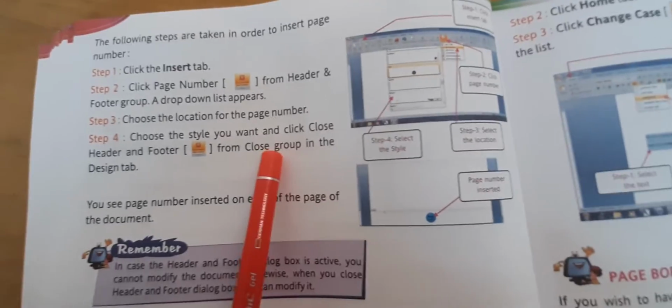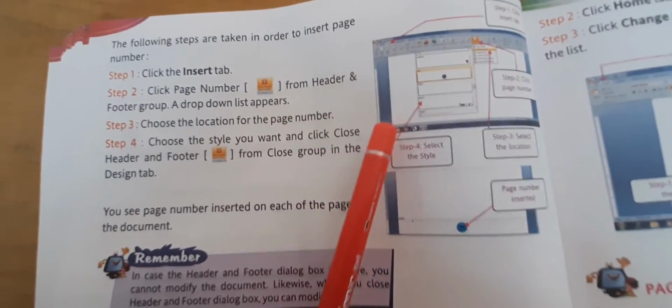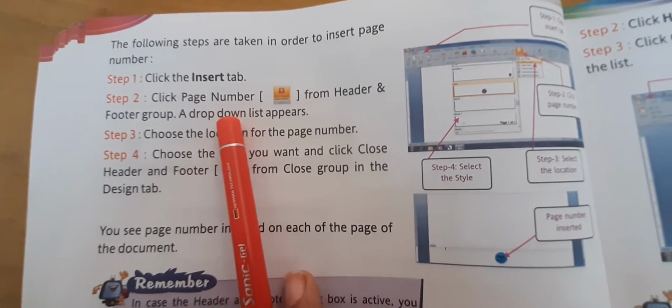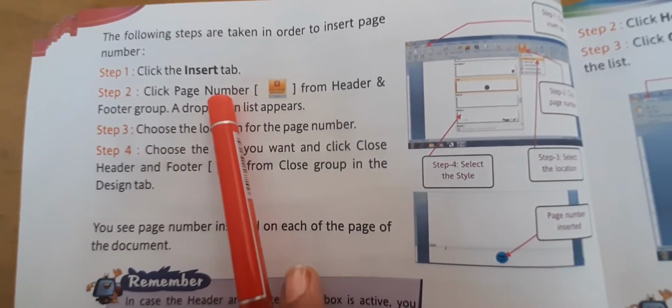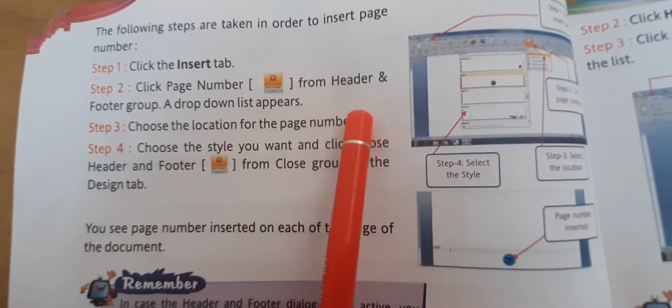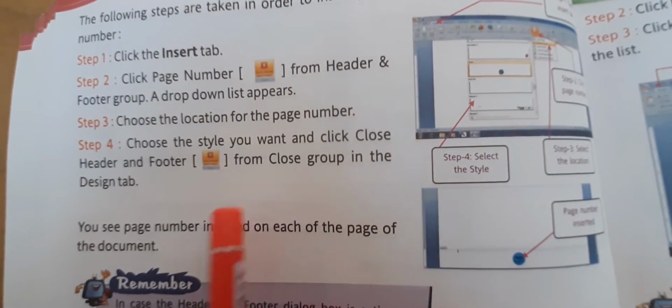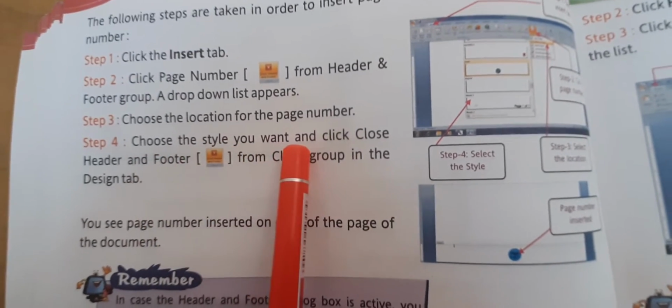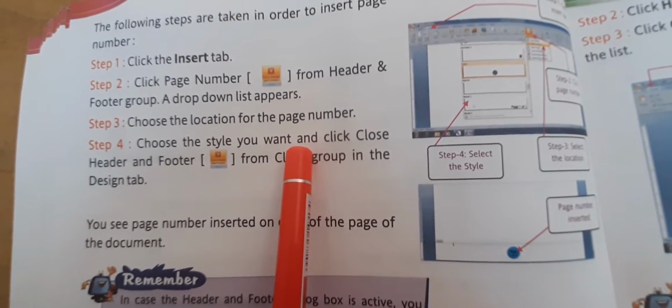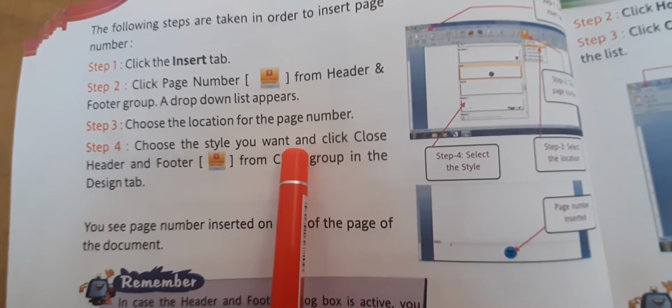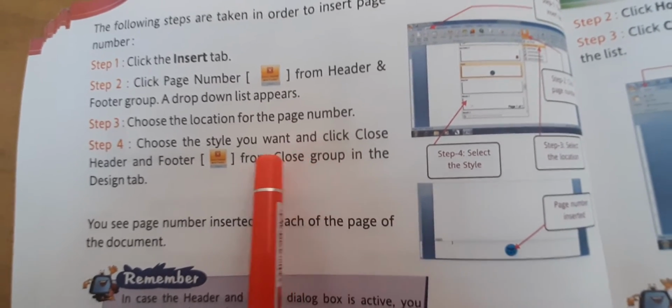Now here we will see how to insert page number. It is given on page number 54. You will click on the insert tab, again the insert tab, click page number from header and footer group. A drop down list appears. Okay, you will see a drop down list. Choose the location for the page number, means where you want your page number to appear, that location you will choose.